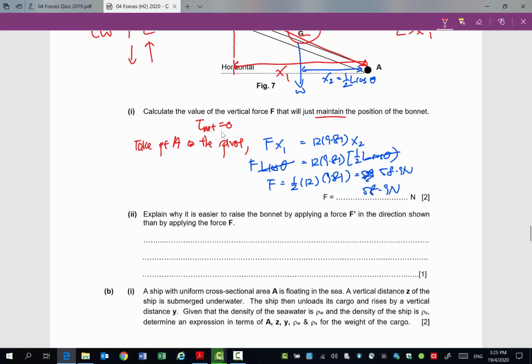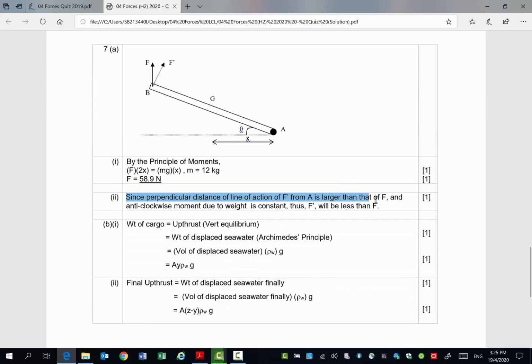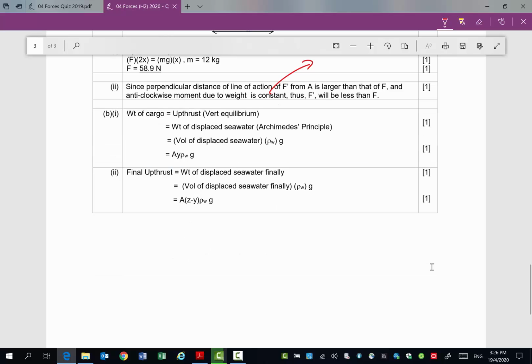So let me show you the typewritten solution. This is the typewritten solution, just like what I've recited just now. Since the perpendicular distance of the line of action of F prime from A is larger than that of F, and the anticlockwise moment due to the weight is constant, being equal to W multiplied by half L cosine theta, thus F prime will be less than F itself.